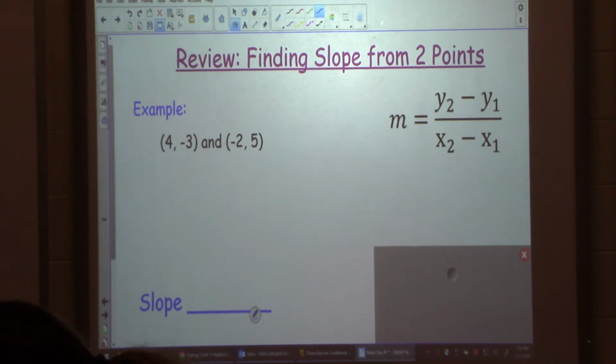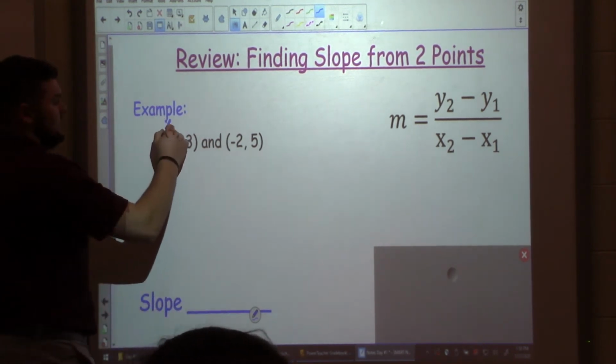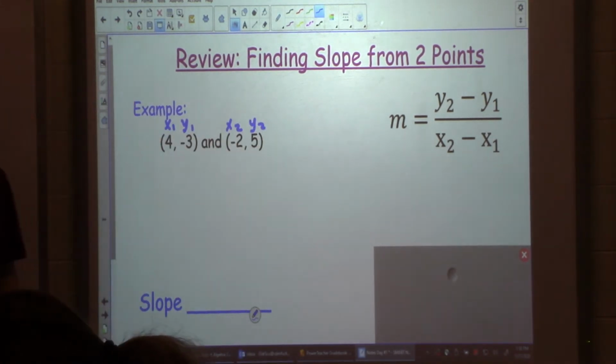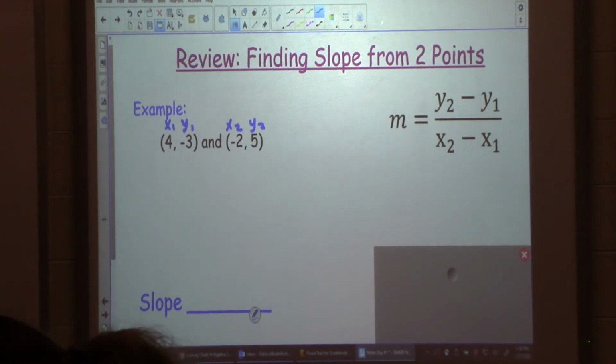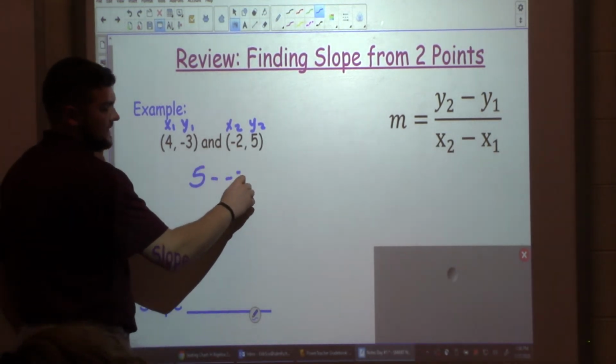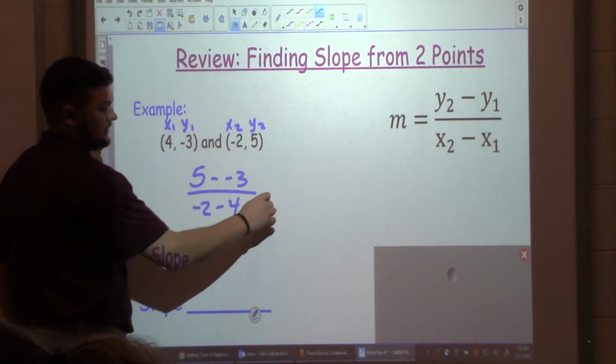So first thing I'm going to do, when I do this, I'm going to label my points x1, y1, x2, y2. And what I'm going to do is plug it in. Do you have to label your points? Of course not. You can just plug it in if you want. But I like to. So 5 minus negative 3 over negative 2 minus 4.